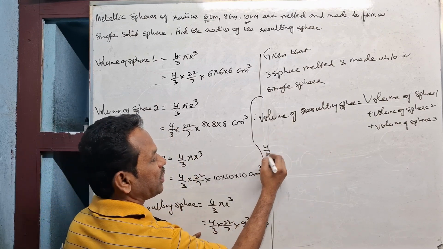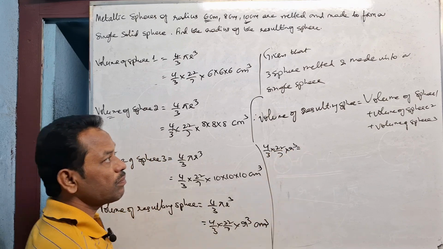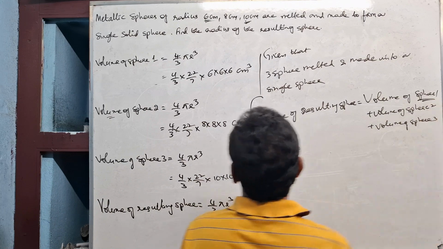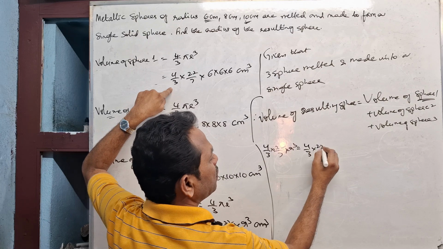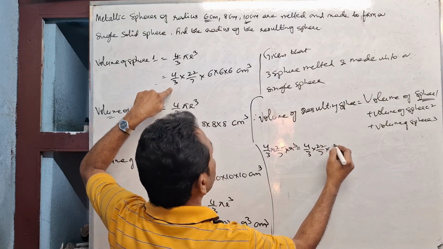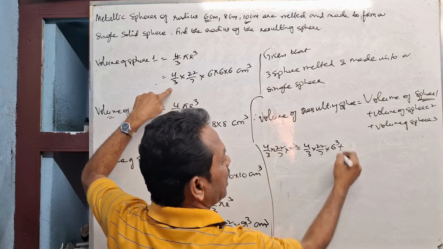So let me take 4 by 3 into 22 by 7 into r cube equal to the volume of sphere 1. Where is the volume of sphere 1? This one. So let me take 4 by 3 into 22 by 7 into 6 into 6 into 6. Let me take this as 6 cube plus.